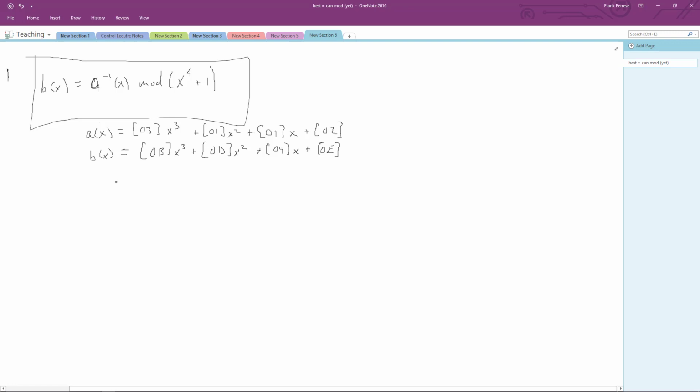So we can say 1 is equal to a of x, b of x, mod x to the 4 plus 1. Again, just using the inverse property. And now we can write this as a multiplication. So then it should turn out that the following equation should hold.